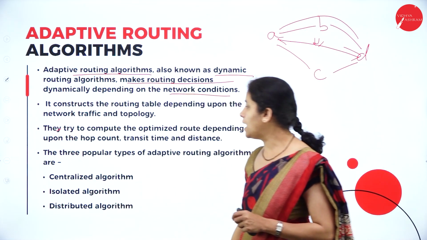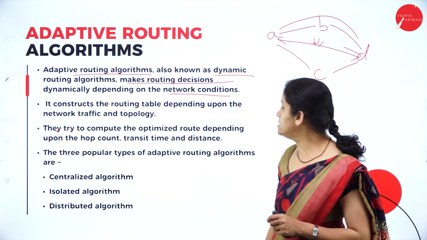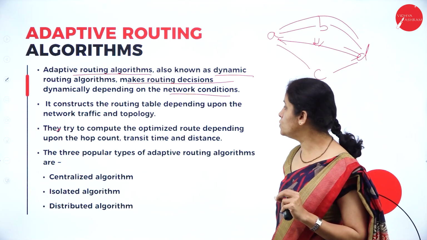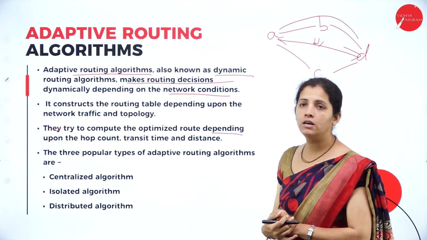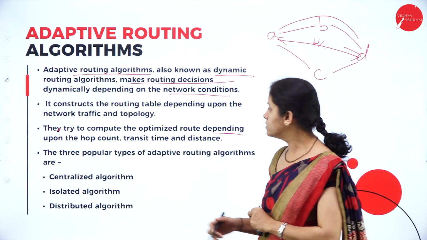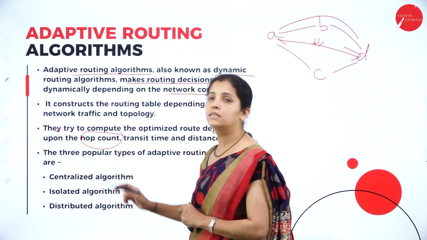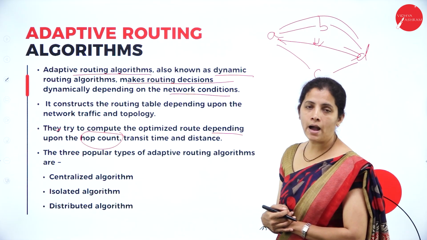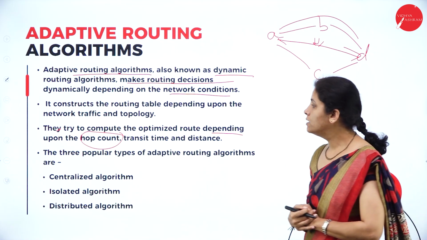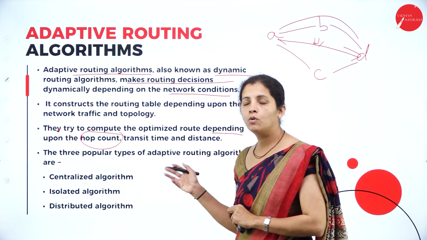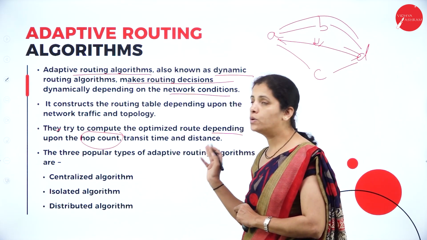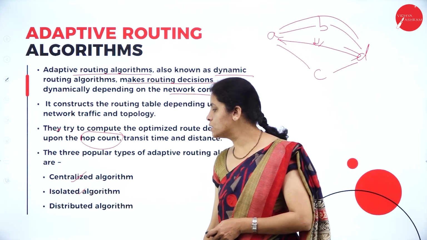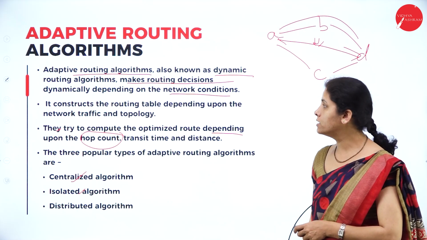They try to compute the optimized route. So, they are going to compute the best route depending on the hop count. So, what is hop? Next node or next device, transmit time and distance. So, what are the 3 popular adaptive routing algorithms? That is centralized, isolated as well as distributed algorithm.